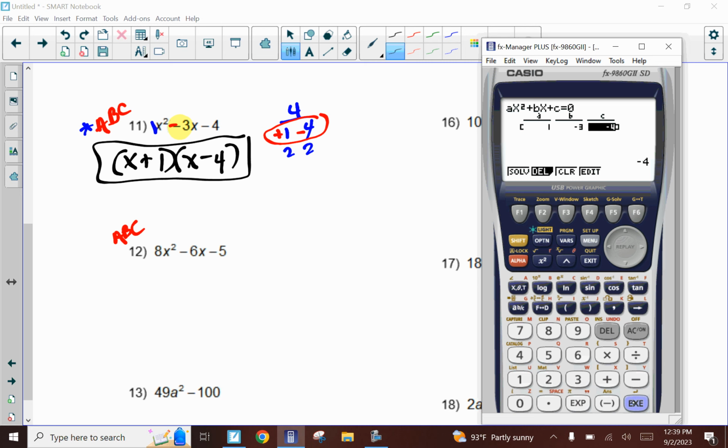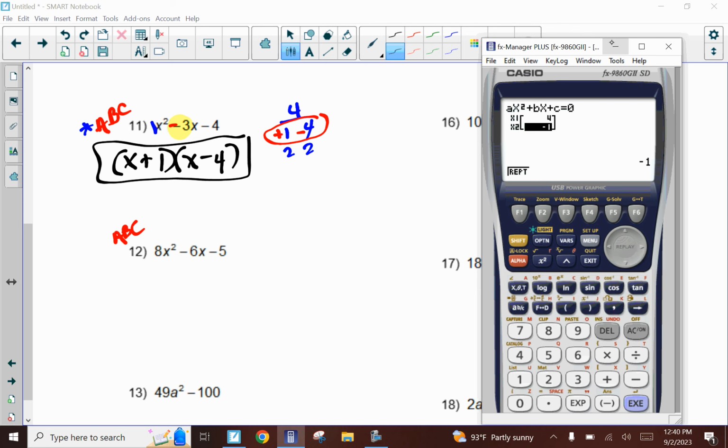Now this is a solver, though. It's going to tell us the answers to x. So the answer to x is +4 and -1. The relationship between the answer and the factors is their opposite signs. So if this is a +4, we have to put a -4 in the parentheses, and then this one right here is a -1, so we would have to put a +1 in the parentheses.